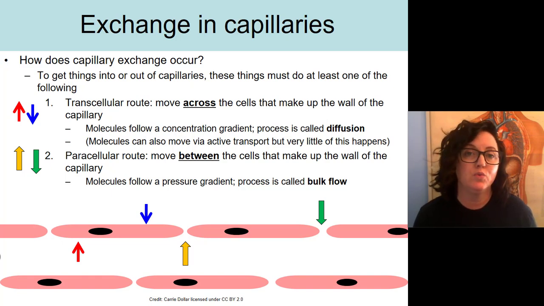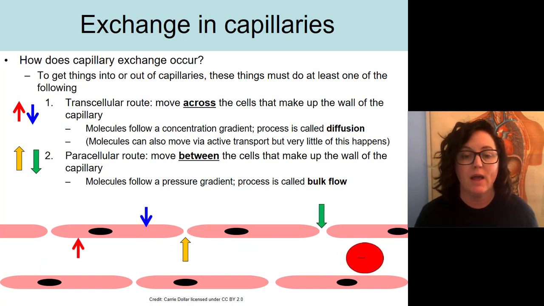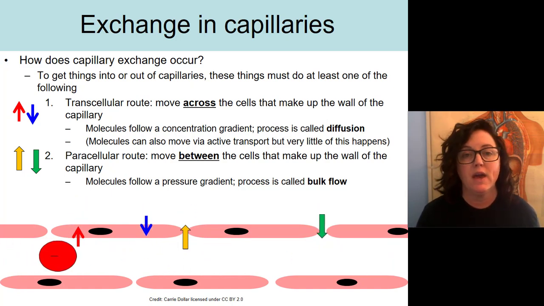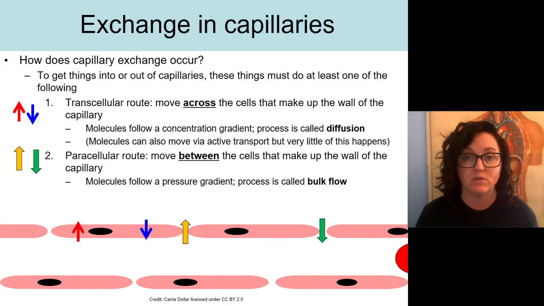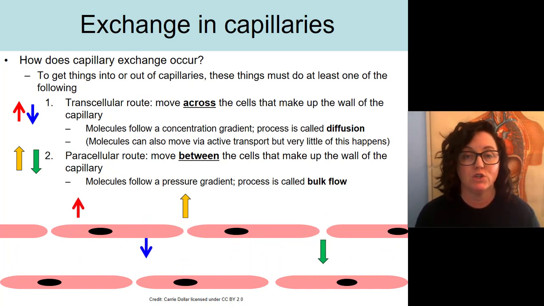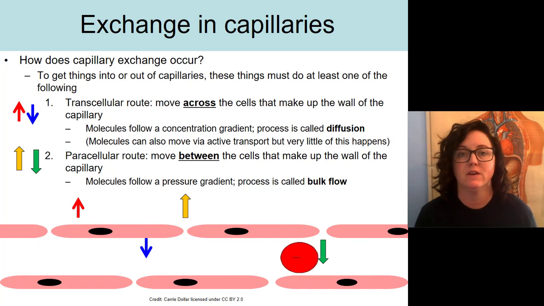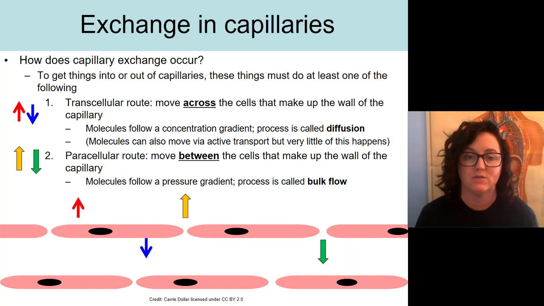We really have two ways that we can do capillary exchange: the transcellular route and the paracellular route. The transcellular route is shown with the red and blue arrows, and the paracellular route is shown with the yellow and green arrows. And you can see they're a little bit different. In one case, we're moving across the cell, and in the other case, we're moving between cells. Transcellular means to go across the cell. Paracellular means to go between the cells.